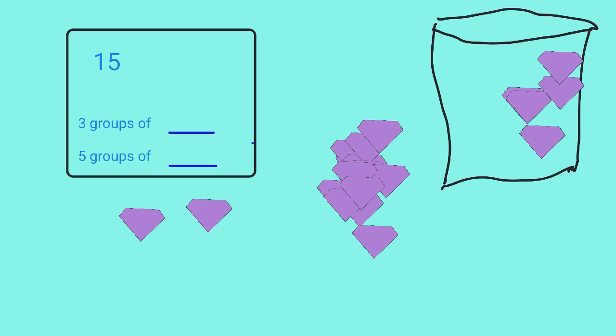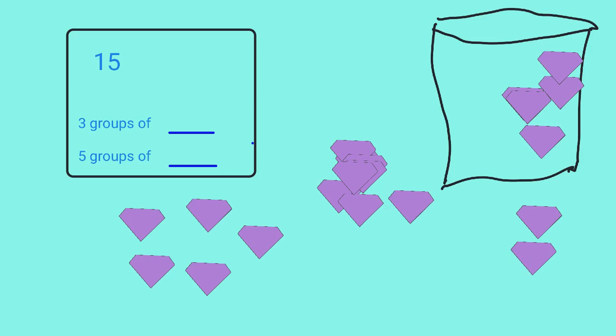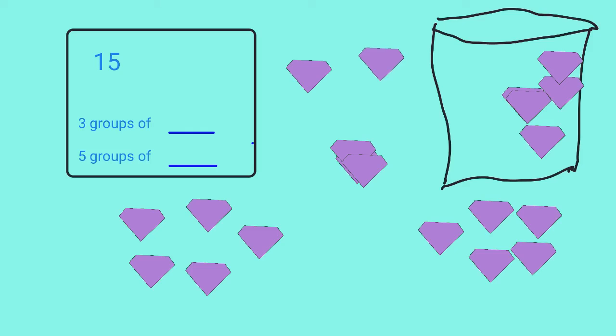1, 2, 3, 4, 5. So we have 3 groups of 5.